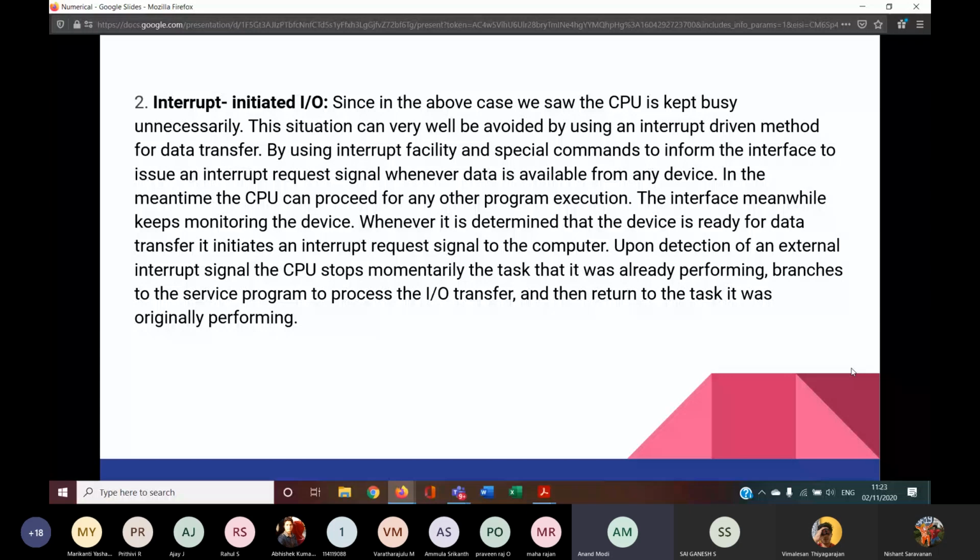Upon detection of an external interrupt signal, the CPU momentarily stops the task that it was performing, and branches to the service program to process the input-output transfer, and then returns to the task that it was originally performing. Next slide.